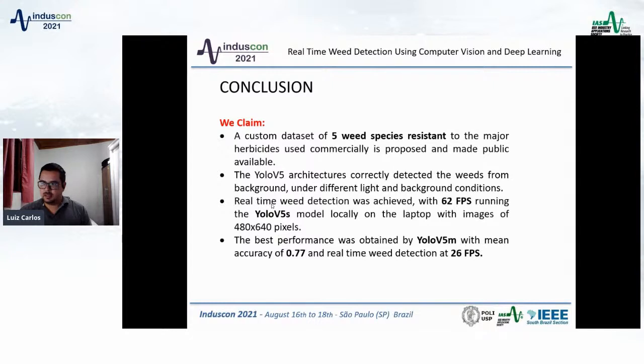And finally, what we claim is that we are proposing a custom data set, which is freely available on Kaggle, for all 5 weed species resistant to major commercial herbicides. The architectures correctly detect the weeds when using transfer learning, even the YOLO V5S, which has the lowest accuracy, and achieved real-time weed detection, where the YOLO V5S achieved 62 FPS on video, with 480 by 640 pixels. And the best architecture was the YOLO V5M, achieving an accuracy of 0.77 and 26 frames per second.